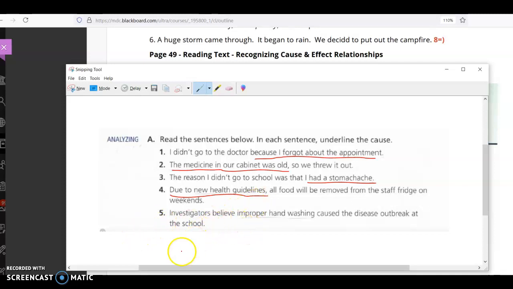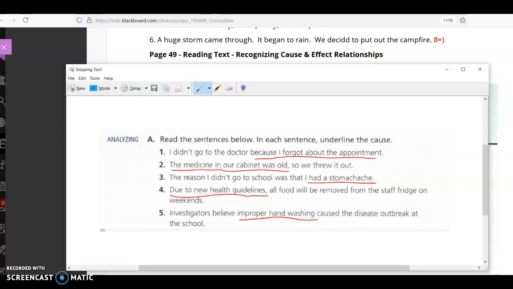investigators believe improper hand washing caused the disease outbreak at school. We see that there was a problem with a disease outbreak at school, and the cause was the improper hand washing. That was the situation that created that illness.